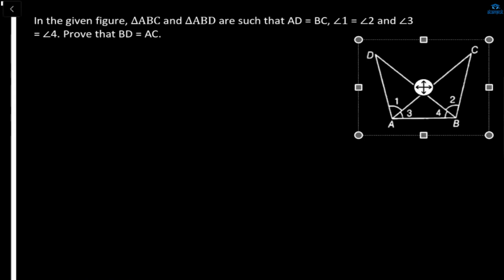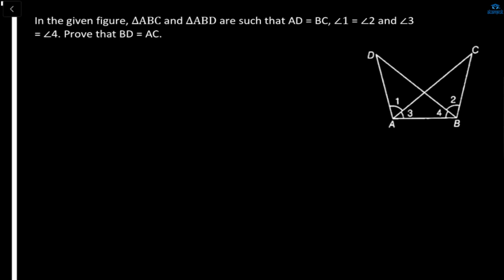In the given figure, triangles ABC and ABD are such that AD is equal to BC, and angle 1 is equal to angle 2, marked with the same color, and angle 3 is equal to angle 4. Prove that BD is equal to AC.